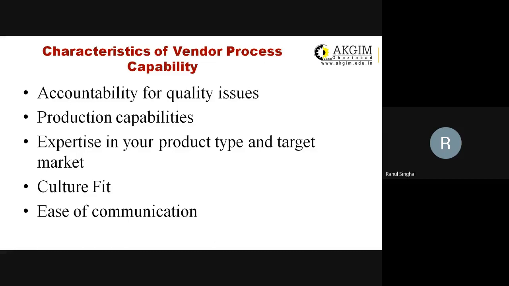There are certain features that vendor process capability should have. The first is accountability for quality issues. So the vendor should be accountable, or should accept if there is any kind of quality issue in the product. He should accept that these are the issues and he should take corrective actions so that the defect could be corrected. If a vendor is not accepting the error in the product, in that case it will be difficult for the organization to deal with that particular vendor in future, and the existing condition would get worse.